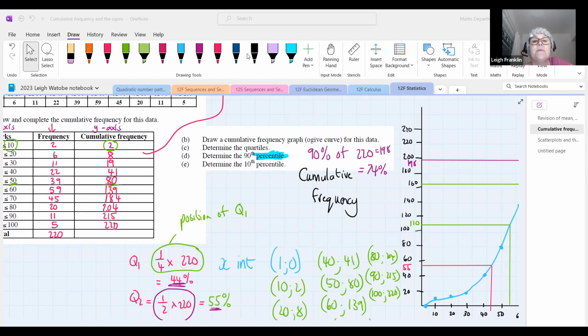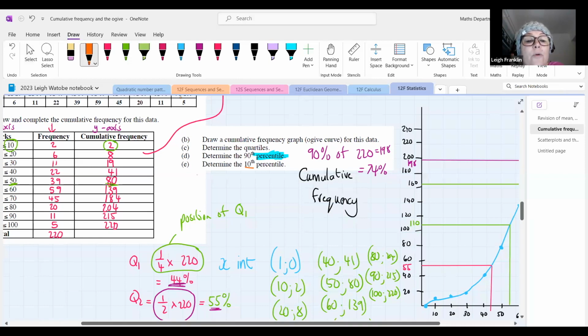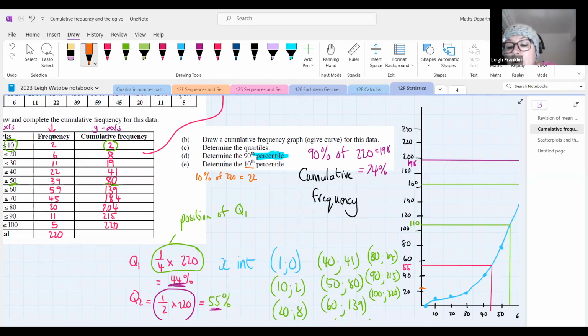Okay, good. And then the last question here, they want us to determine the 10th percentile. So again, that's not a difficult thing for us to do. The 10th percentile would be 10% of 220, which would be 22. So again, you'd find 22 over here. You'd go across, and then you would read down again. So maybe 31, 32%.